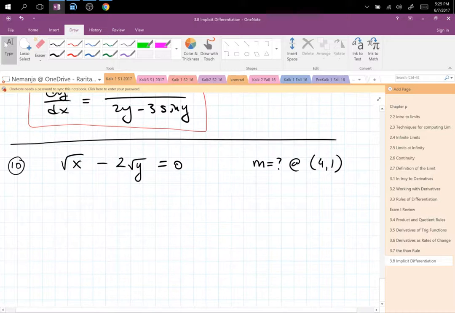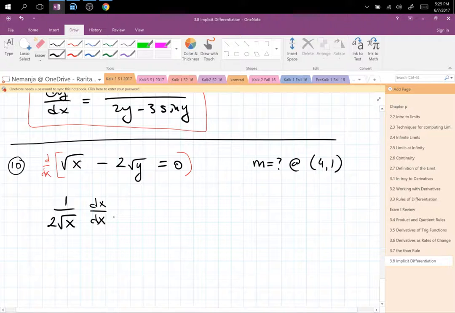So, let's first write, we will take the derivative of each term independently. What's the derivative of root x? Yes, you are memorizing this one because it shows up way too many times. And then we have dx over dx because we took the derivative of x with respect to x. And that will cancel. And then we have the derivative of negative 2 root y is?